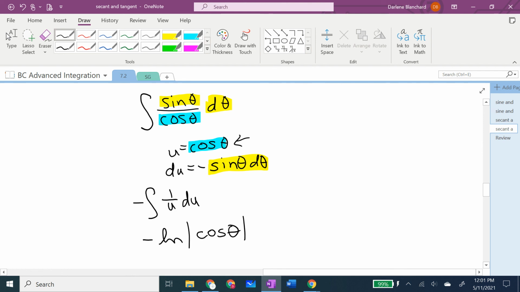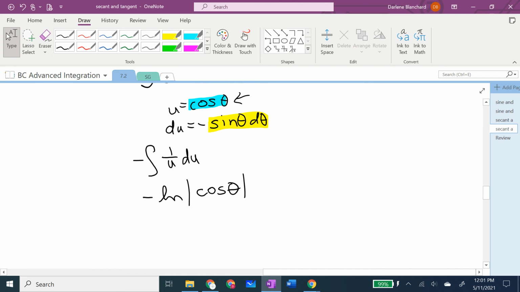Now, this is one version of the integral of tangent as a formula. There's another version that textbooks usually use. And that brings a log rule into play.